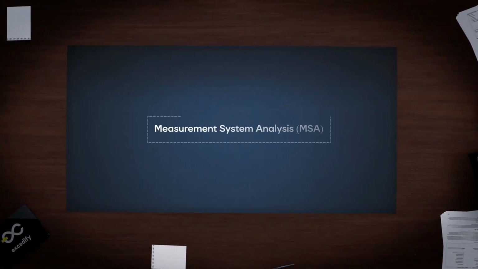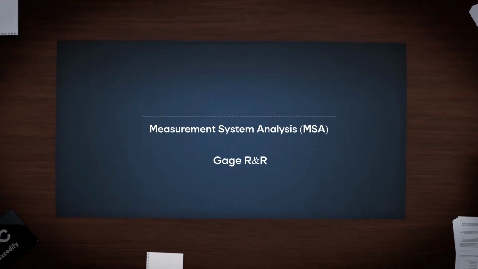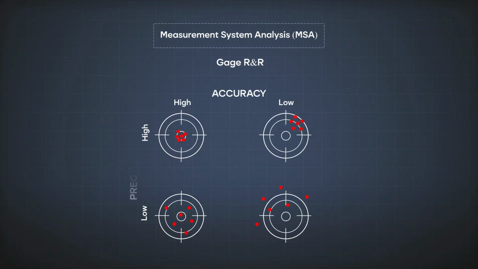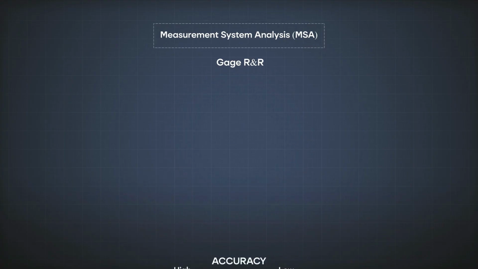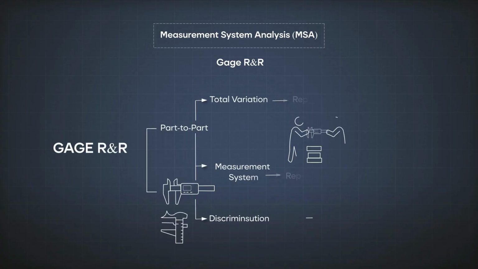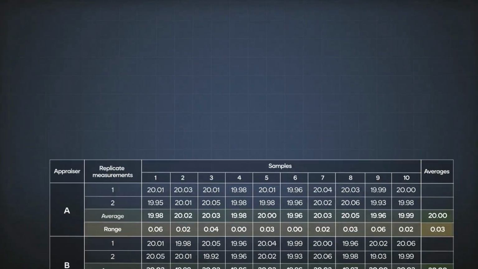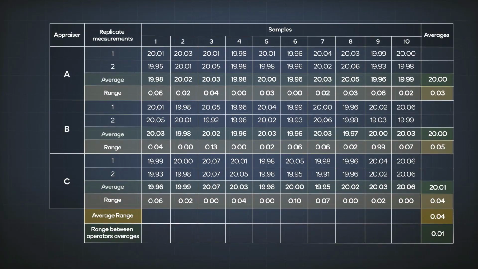Today we're going to break down measurement system analysis, also called Gauge R&R. By the end of this video, you will understand the difference between accuracy and precision. You will be able to calculate the repeatability and reproducibility variations, and at the end of this video, we will conduct a detailed average and range method calculation using a practical example.